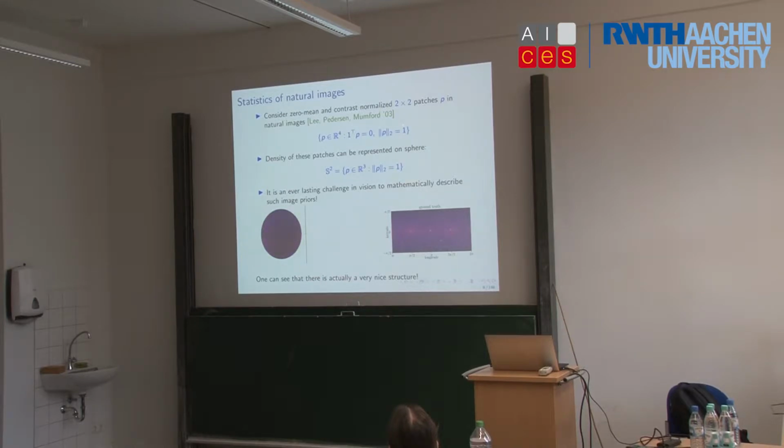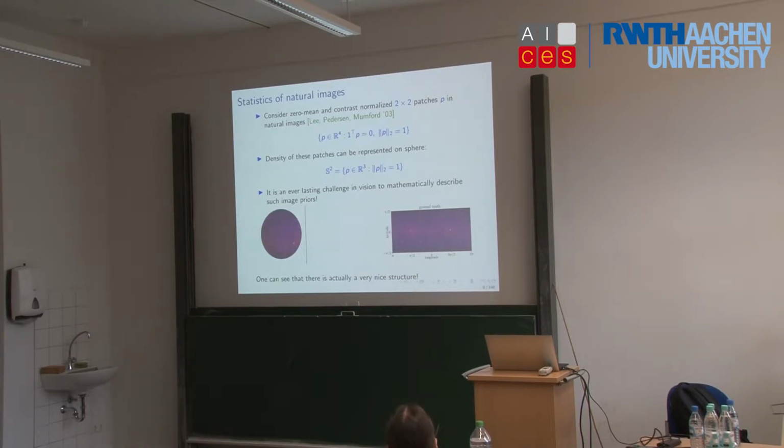And additionally, I can also assume that the Euclidean norm, the L2 norm, is 1. Simply by taking a patch and dividing it by its L2 norm, I have achieved that the 2-norm is 1. And then it turns out that I get a distribution on the surface of the sphere here. Okay, and this is what I did with a PhD student some years ago, just for fun, because more or less it is already done in this work by Lee, Pedersen, and Mumford.